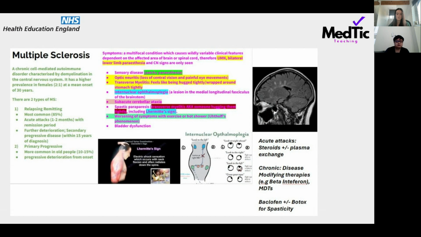A classic sign of MS is optic neuritis, which is a loss of central vision and pain on eye movement as well. So anyone with optic neuritis, you probably want to screen for MS as well. Transverse myelitis, which was what we described, basically means a hugging, tight feeling around your waist as well, which is classically associated with MS. You can get ophthalmoplegia as well, which you can get a nystagmus for on that.